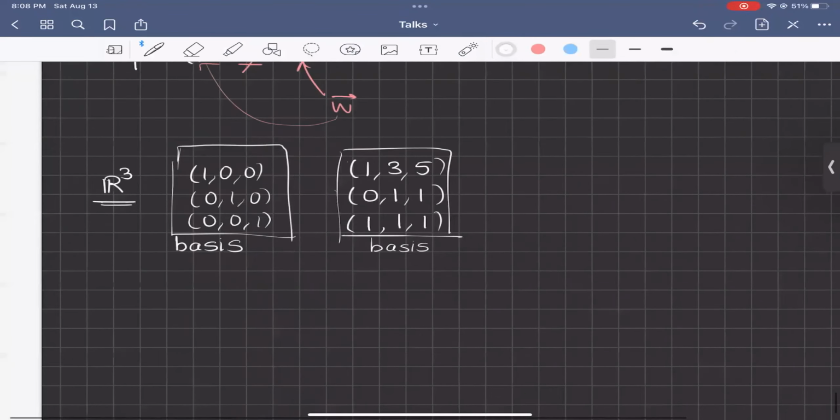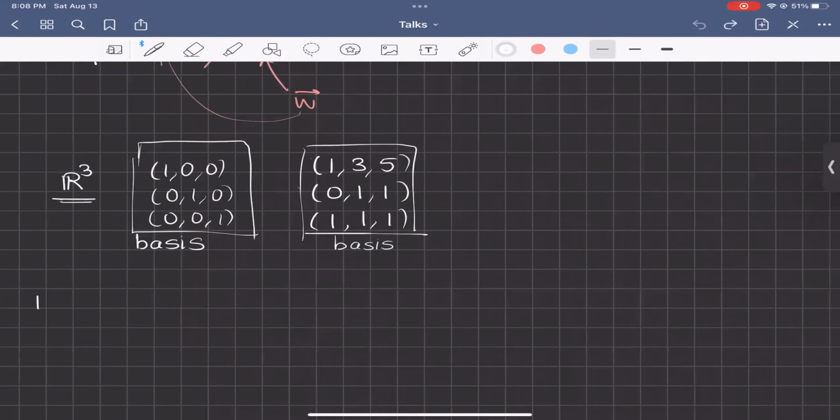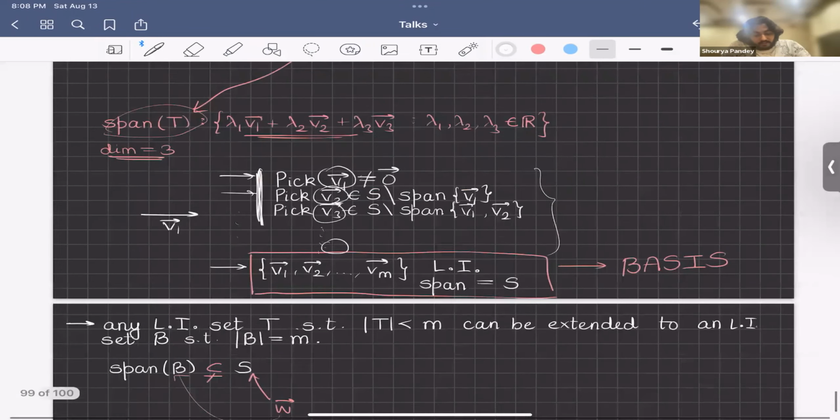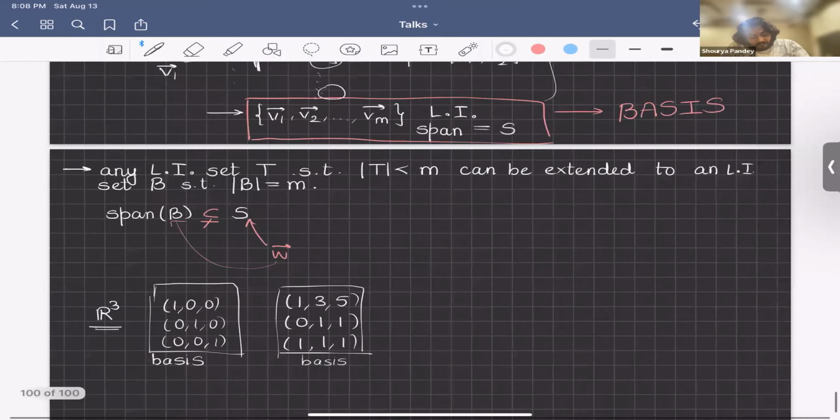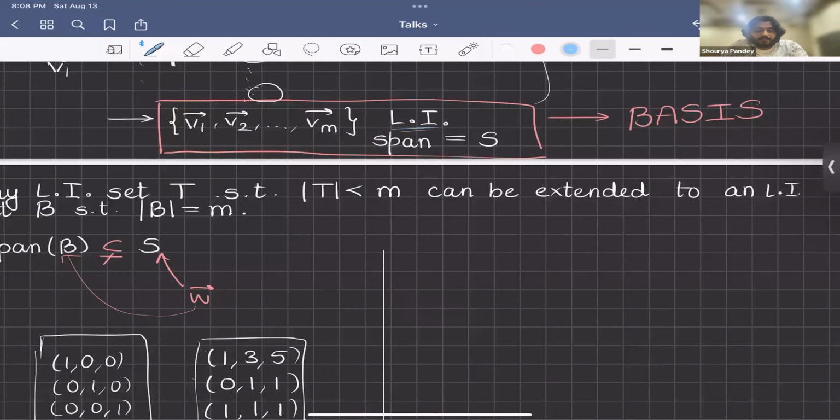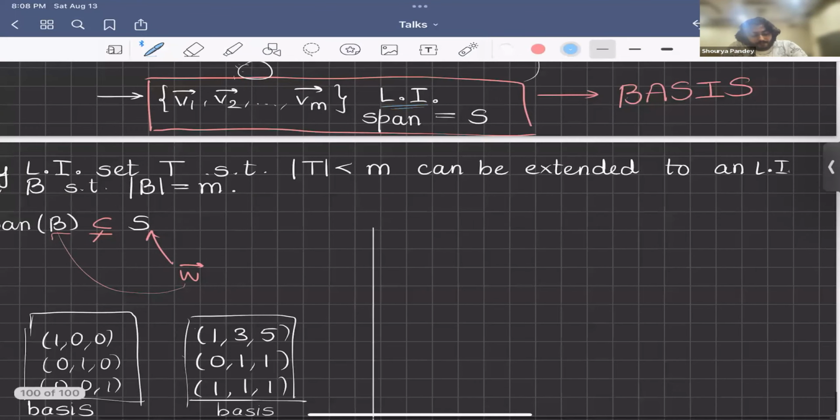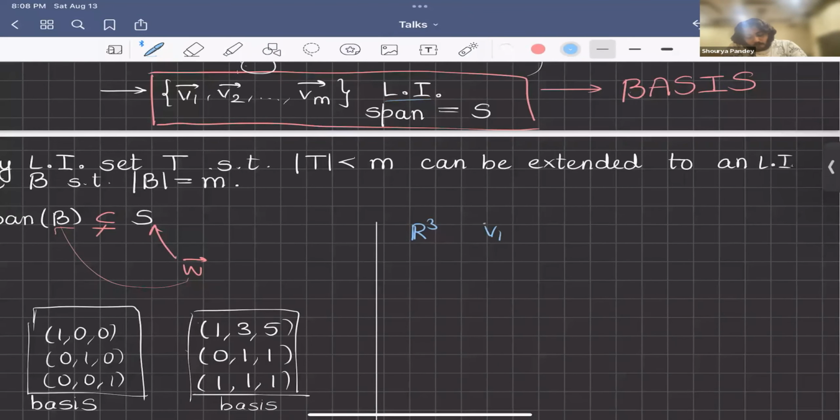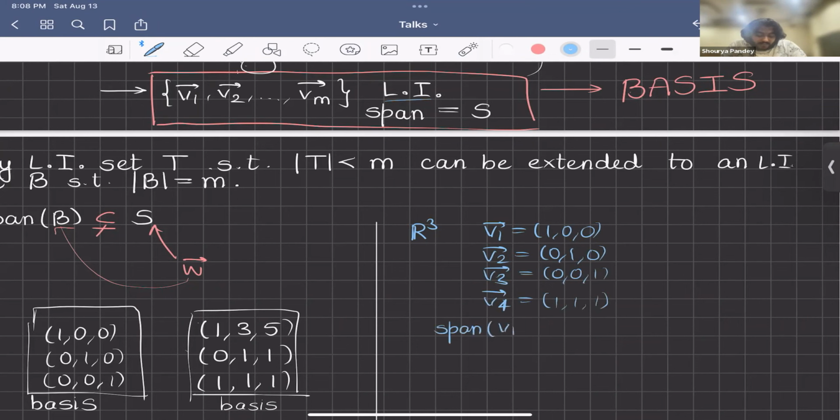But okay, so the takeaway is the basis. Also, to make sure, these are not the only sets that span the entire space. I can take linearly dependent sets as well. For example, in R cubed, I could take 4 vectors: (1, 0, 0), (0, 1, 0), (0, 0, 1), and V4 to be anything, say (1, 1, 1). The span of these 4 vectors is also R cubed, but it's not a basis because it's not linearly independent.